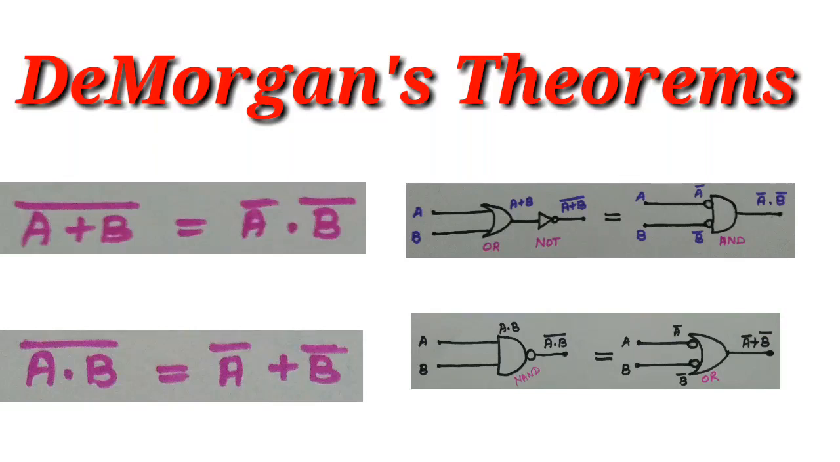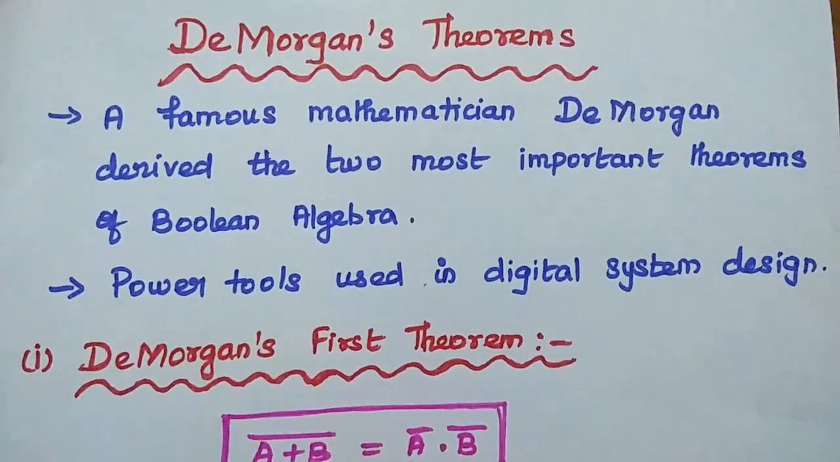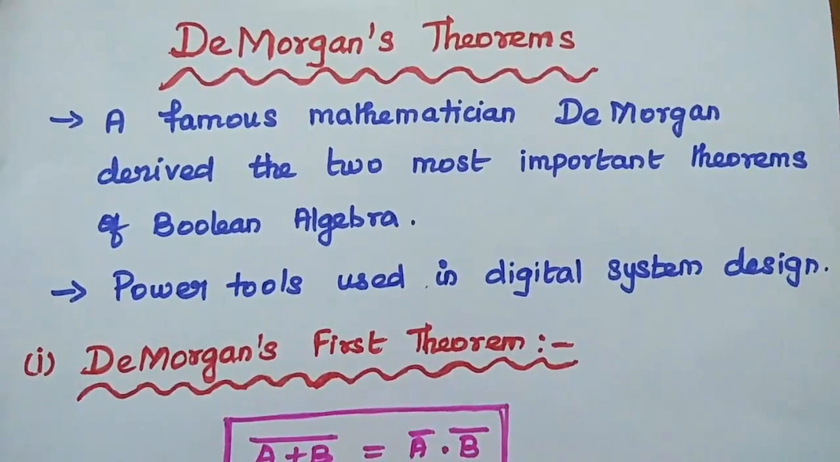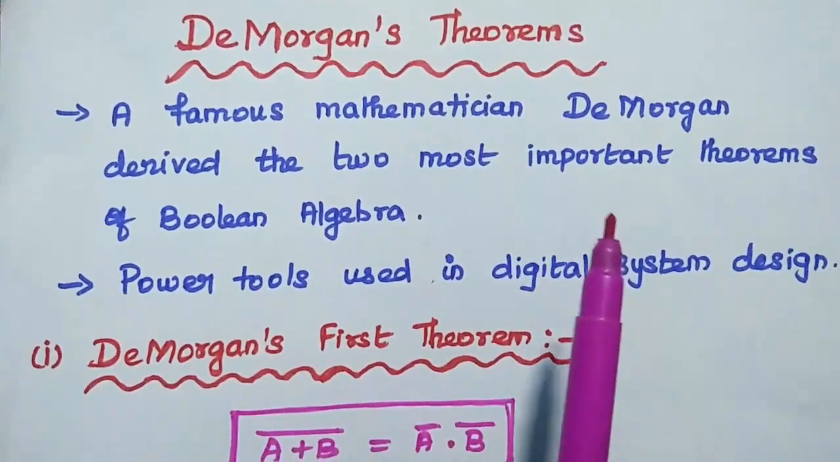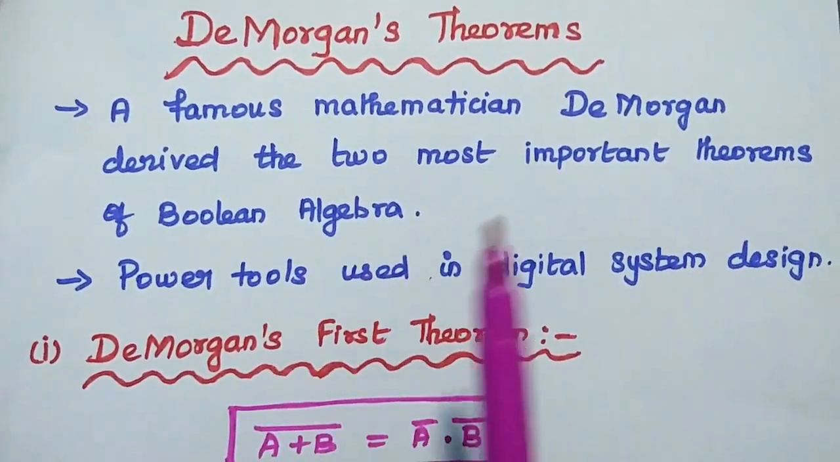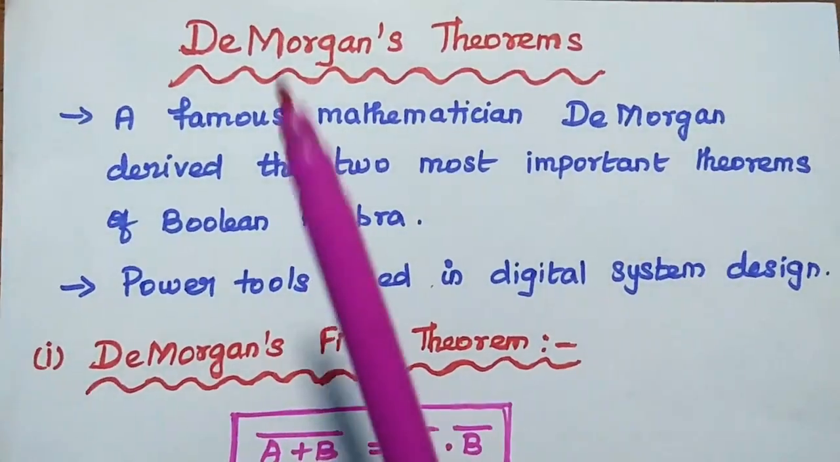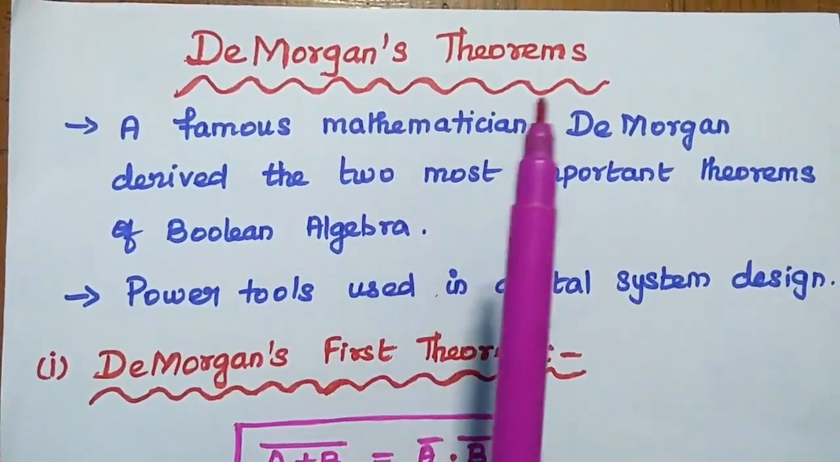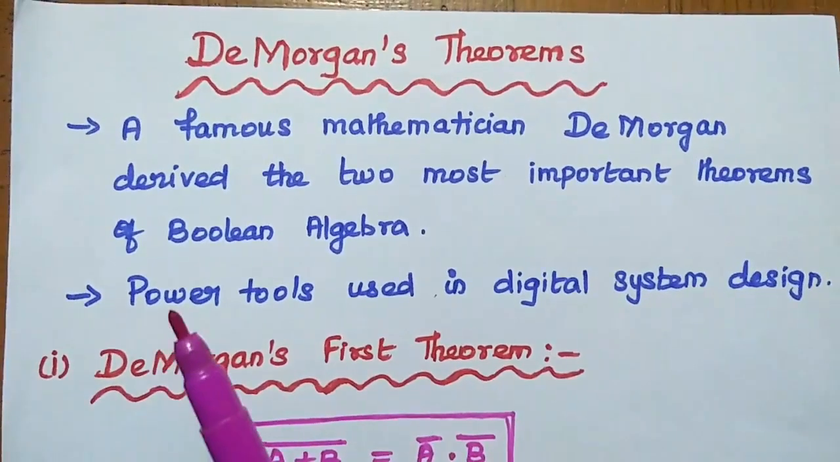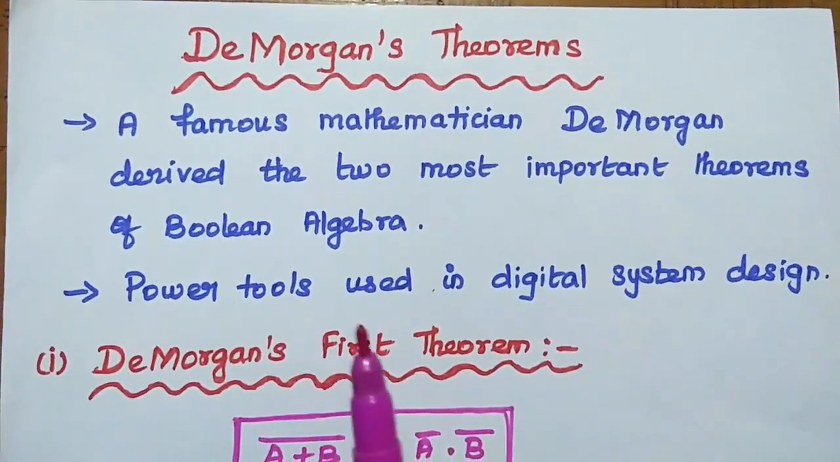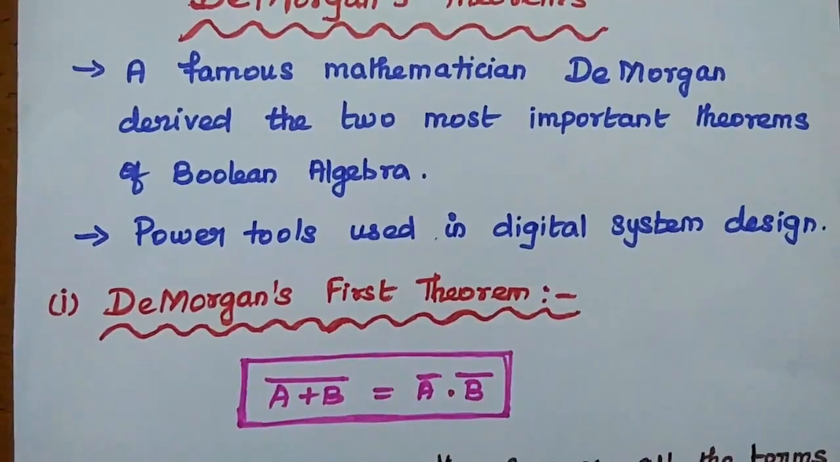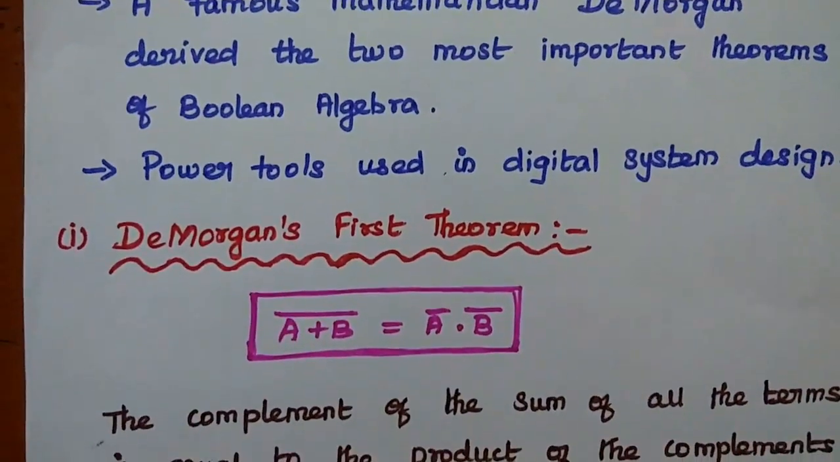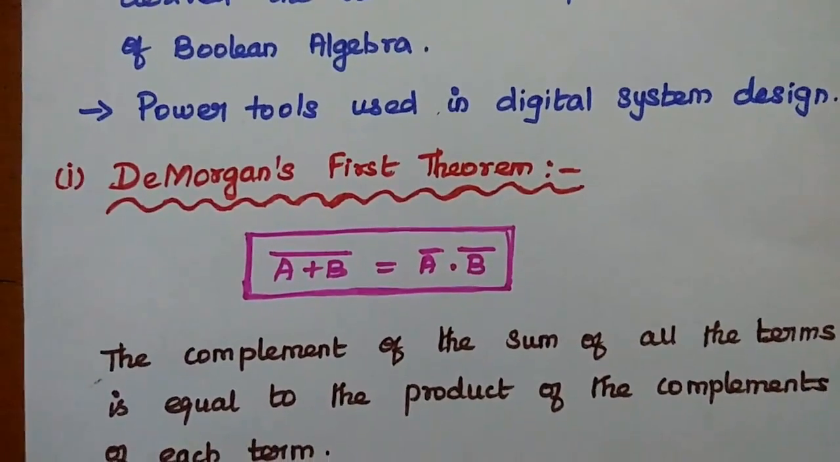Dear students, now we are going to discuss De Morgan's theorems with proof in detail. A famous mathematician, De Morgan, derived the two most important theorems of Boolean algebra. These theorems are called De Morgan's theorems. These are powerful tools used in digital system design. Let's discuss De Morgan's first theorem in detail.